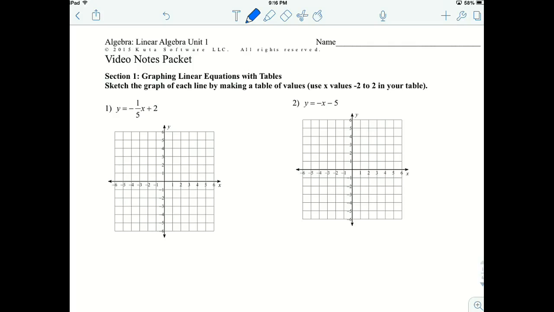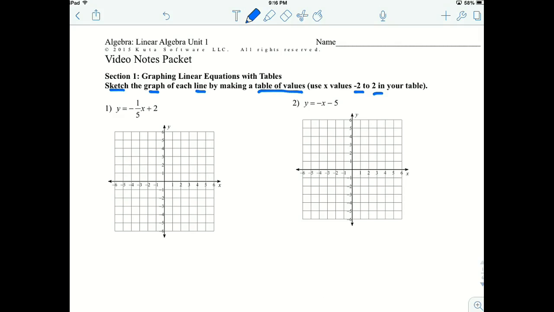This is the notes packet for the first unit of algebra. We're going to start out with section 1. We are going to be graphing linear equations using a table. So the instructions say we need to sketch the graph of each line by making a table of values, and it says use x values between -2 to 2 in our table.